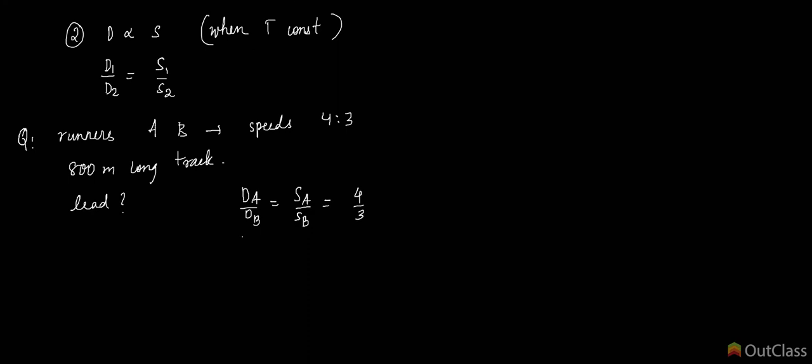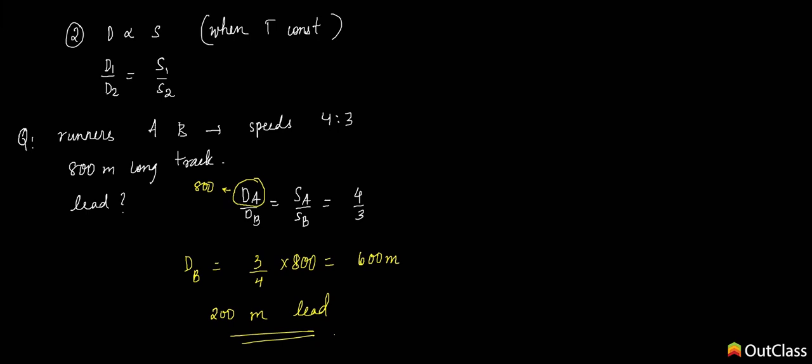We also have the race is over when the faster person just finishes. So the faster person has done exactly 800. Solve for dB. dB is equal to 3 by 4 into 800, which gives you 600 meters. So at the moment that A has just finished running, B is 200 meters away from the finish line. So the answer is 200-meter lead. That is distance proportional to speed when time is constant.